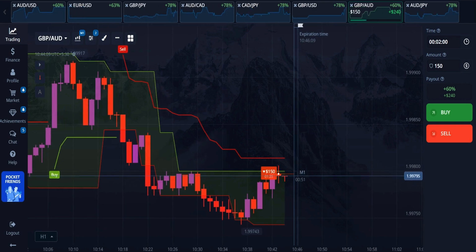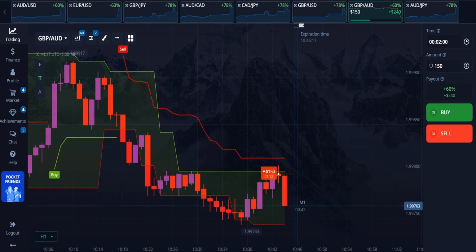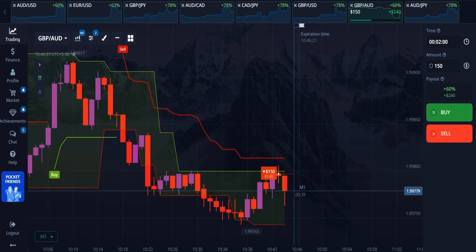Why following the trend matters? Higher probability of winning, since we move with market momentum. Avoids unnecessary risks that come with counter-trend trades. Enhances accuracy when combined with the right indicators.